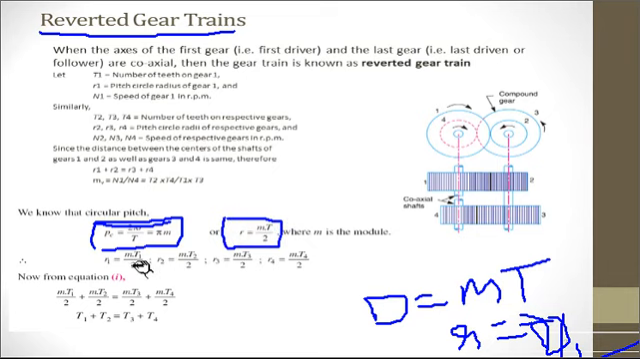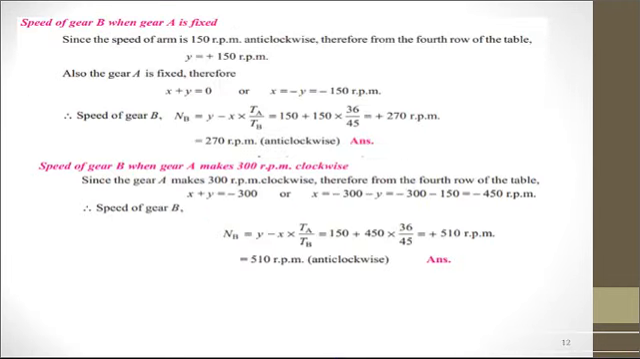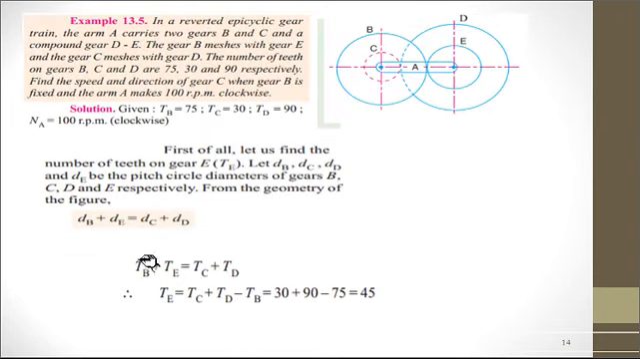Then we apply the same thing to that equation. Here m t1 by 2 plus m t2 by 2 is equal to m t3 by 2 plus m t4 by 2. So here also we are equating the center distance of the gear wheels. Similarly, here also we apply the same equation: TB plus TE is equal to TC plus TD. We are just equating the center distance of the gear wheels.